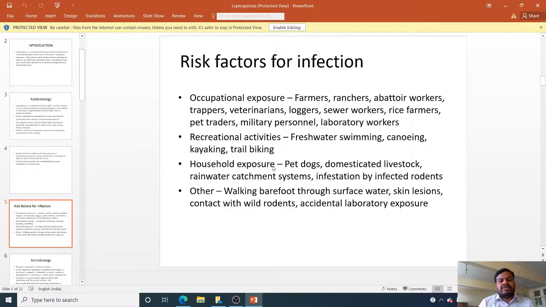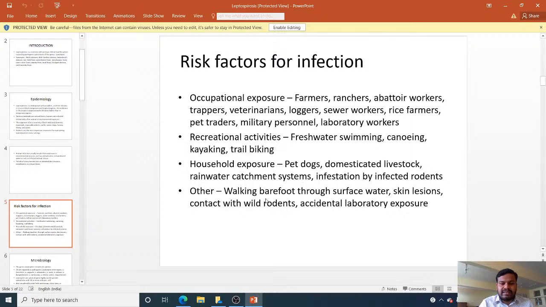Household exposure like pet dogs, domesticated livestock, rainwater catch systems, and infestation with infected rodents. So household contraction of this infection can be through pet dogs and infected rodents. Infestation with the infected rodents, you should keep in mind.